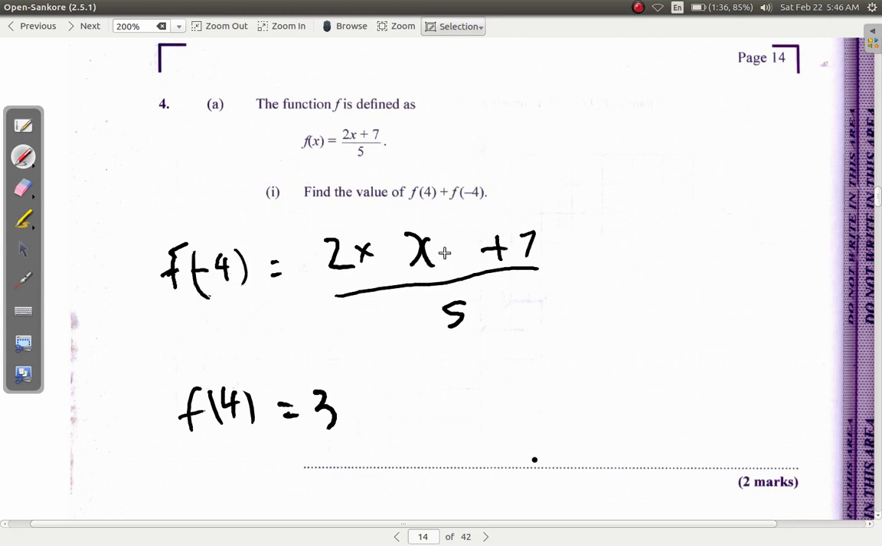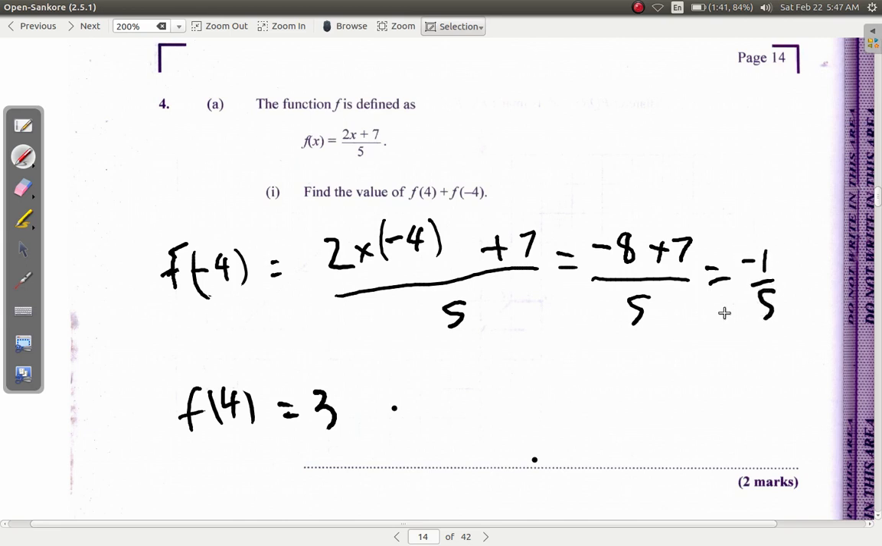f of negative 4 is equal to, instead of 2 times x, it is now 2 times negative 4 plus 7. So 2 times negative 4 is negative 8 plus 7 over 5. What is negative 8 plus 7? Negative 8 plus 7, that's negative 1. So f of negative 4 is negative 1/5.